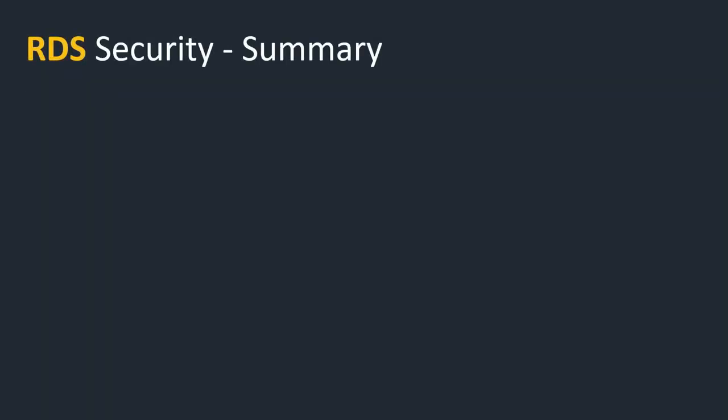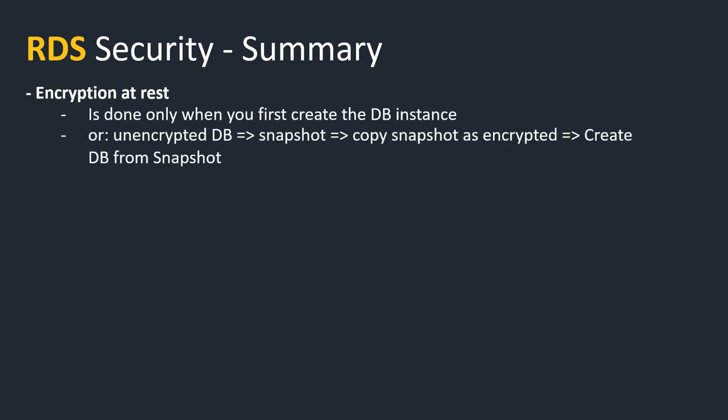So, a summary of RDS security: you have encryption at rest, which is done only when you first create the database instance. And if it is unencrypted, you need to create a snapshot, make a copy of the snapshot to encrypt it, and then you create a new database from the encrypted snapshot, and that will encrypt your database.